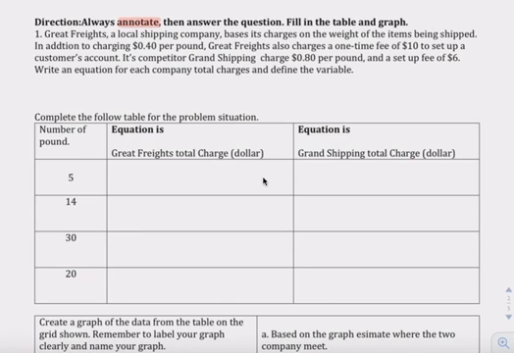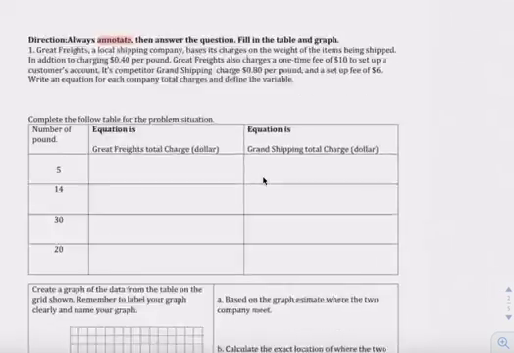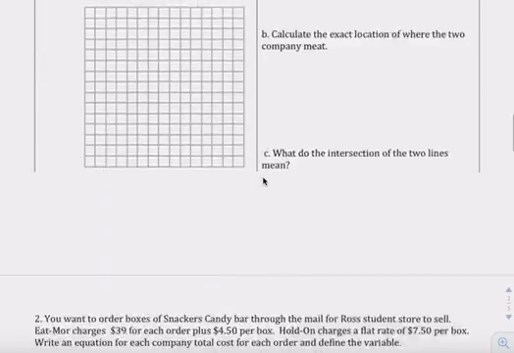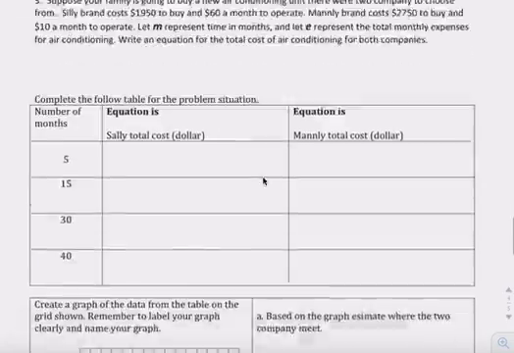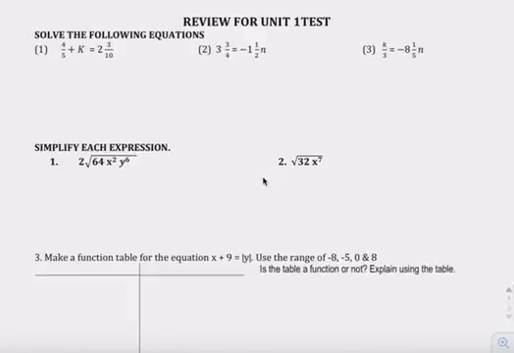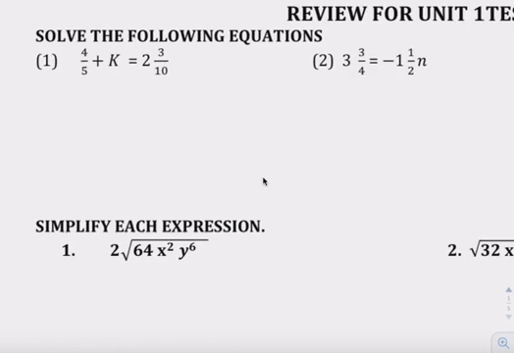It's very important. Fill in the table and graph. Okay, this is going to be a test question on Friday. This is, again, a test question on Friday. Oh, we did this one in class. Oh, these are all on my other video. I'm going to do the review sheet. Okay, here we go. The review.